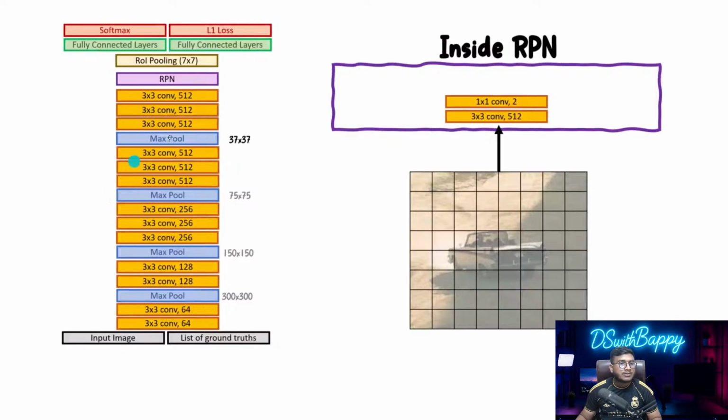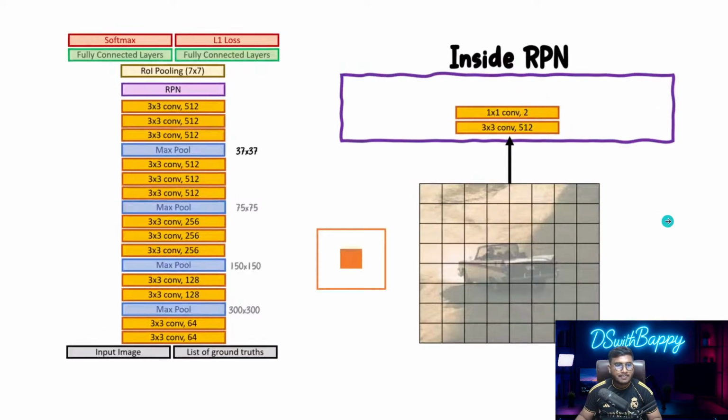Then this particular output will go to the RPN. Now what is inside the RPN? This is another network we're using. You can see this is a convolutional neural network only, but the architecture is 3x3, 1x1, and they're using 512 filters. They're using only 2 filters here. See, this is the architecture.